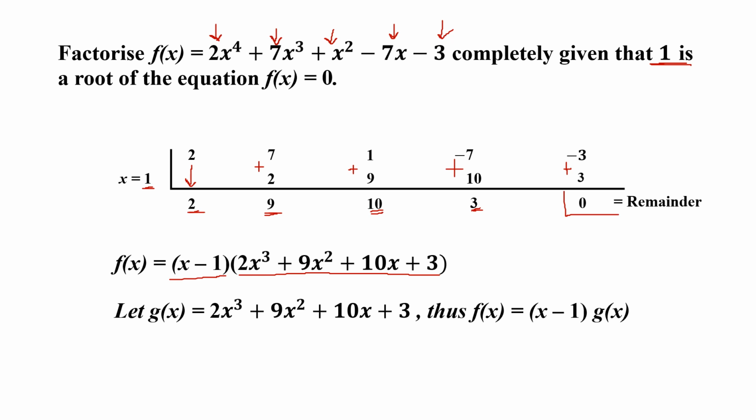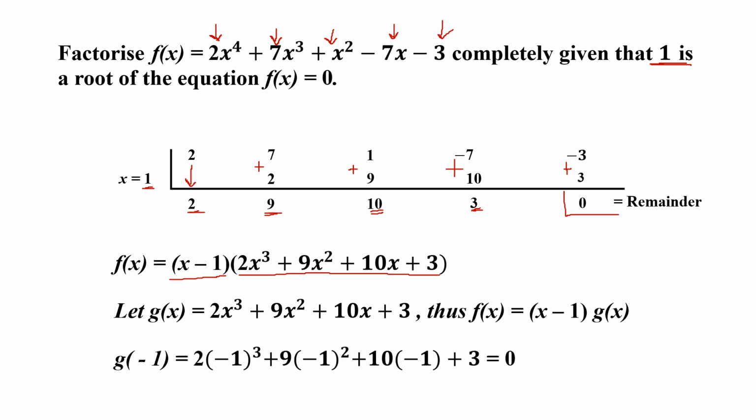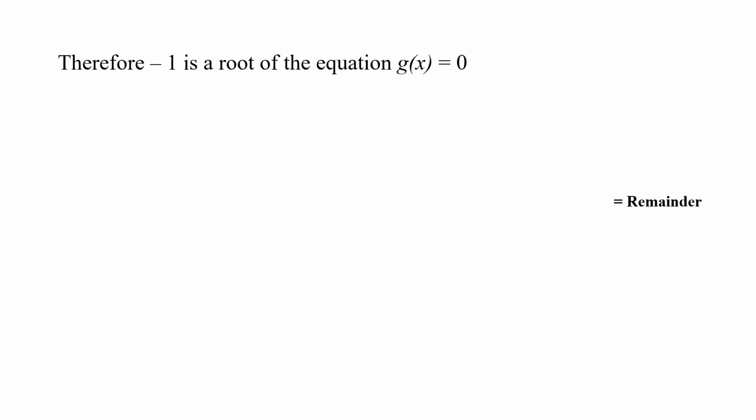Let's look for the root by trial and error. Let's look for the root of g of x. Let's try g of minus 1. If we substitute minus 1 throughout, we find out that it simplifies to 0, meaning minus 1 is a root of the equation g of x equals 0. So since this one is a root, we are now applying the synthetic method for the second time. Right, let's draw the two vertical lines, the two perpendicular lines.